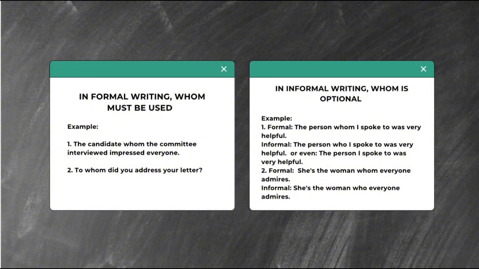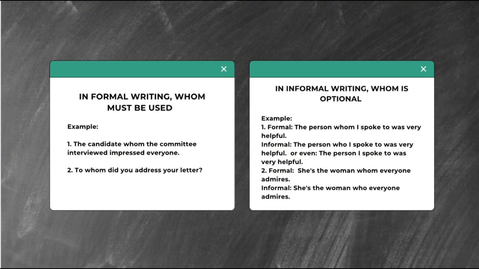The second one is to whom did you address your letter? Whom is the object of the preposition to. This is a slightly more complex case because the rule remains: whom is the object of a preposition.